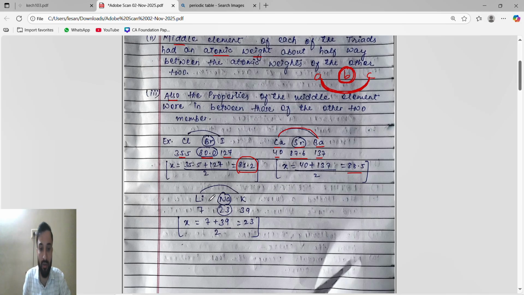Then he took the smallest elements: lithium, sodium, potassium. Lithium is 7, potassium is 39. When we do the average, we get exactly 23. Dobereiner was like, look, I got the same thing. So based upon that, Dobereiner fought for it.